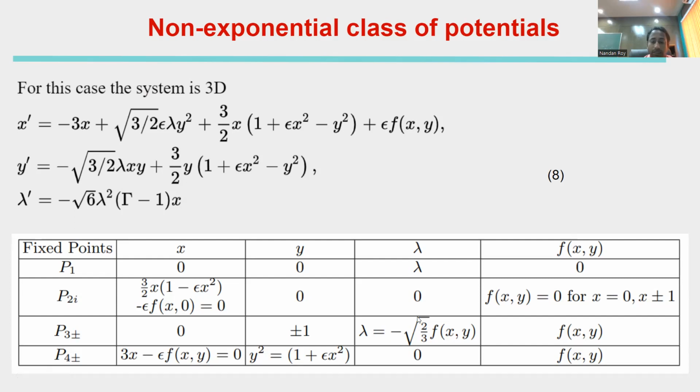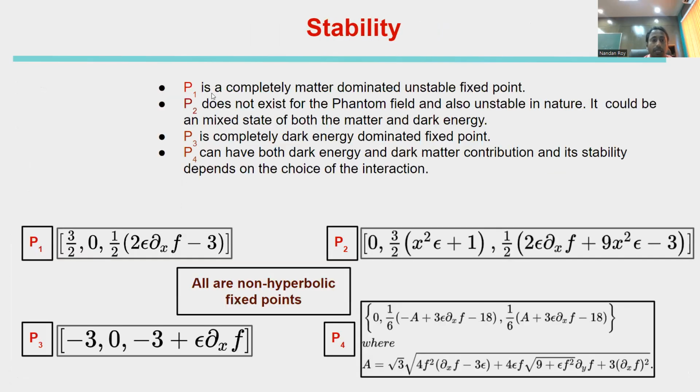And each fixed point has different cosmological properties. Like P1 is a matter-dominated fixed point, it is the unstable one, as these are the eigenvalues. One eigenvalue is positive. P2 does not exist for the phantom case. Only quintessence can have this one, and this is also an unstable fixed point. And P3, one needs to do more analysis, because P3 is a non-hyperbolic fixed point. So there is one eigenvalue which is 0. So this is a non-hyperbolic fixed point.